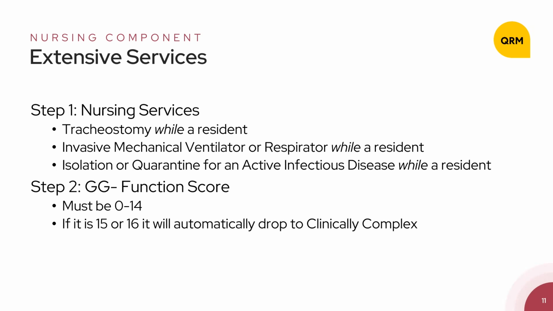Now, if the resident has one of these nursing services, the next thing we want to look at is our GG function score. If it is a 15 or a 16, it will automatically drop to clinically complex. Remember, it has an inverse scale from what we had in section G. So in section G, the higher the ADL score was, the more dependent the resident was. But with section GG, or our function score, it inverses. So the higher our score, the more independent the resident is. Okay, so in order to get into this extensive services, they have to have a function score of 0 to 14.